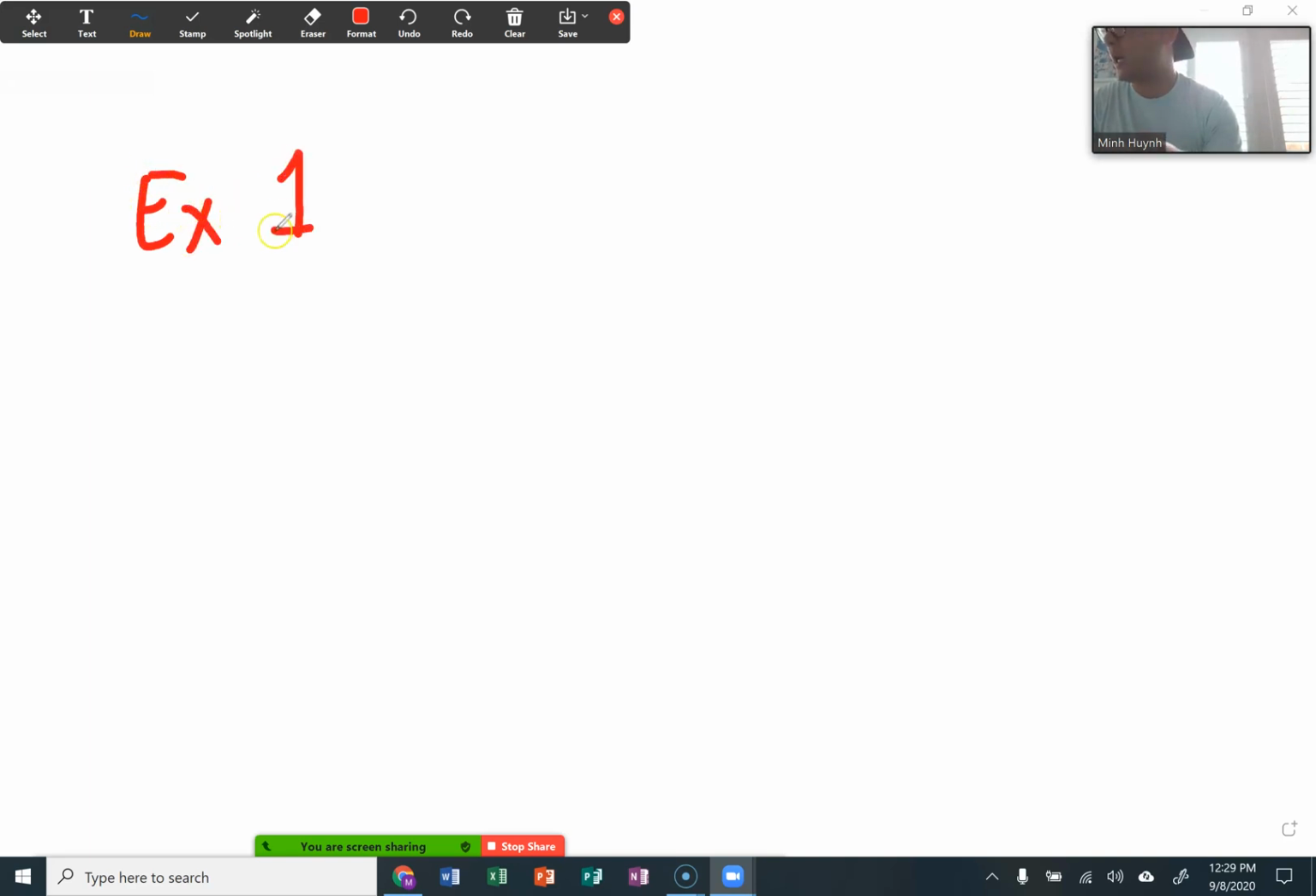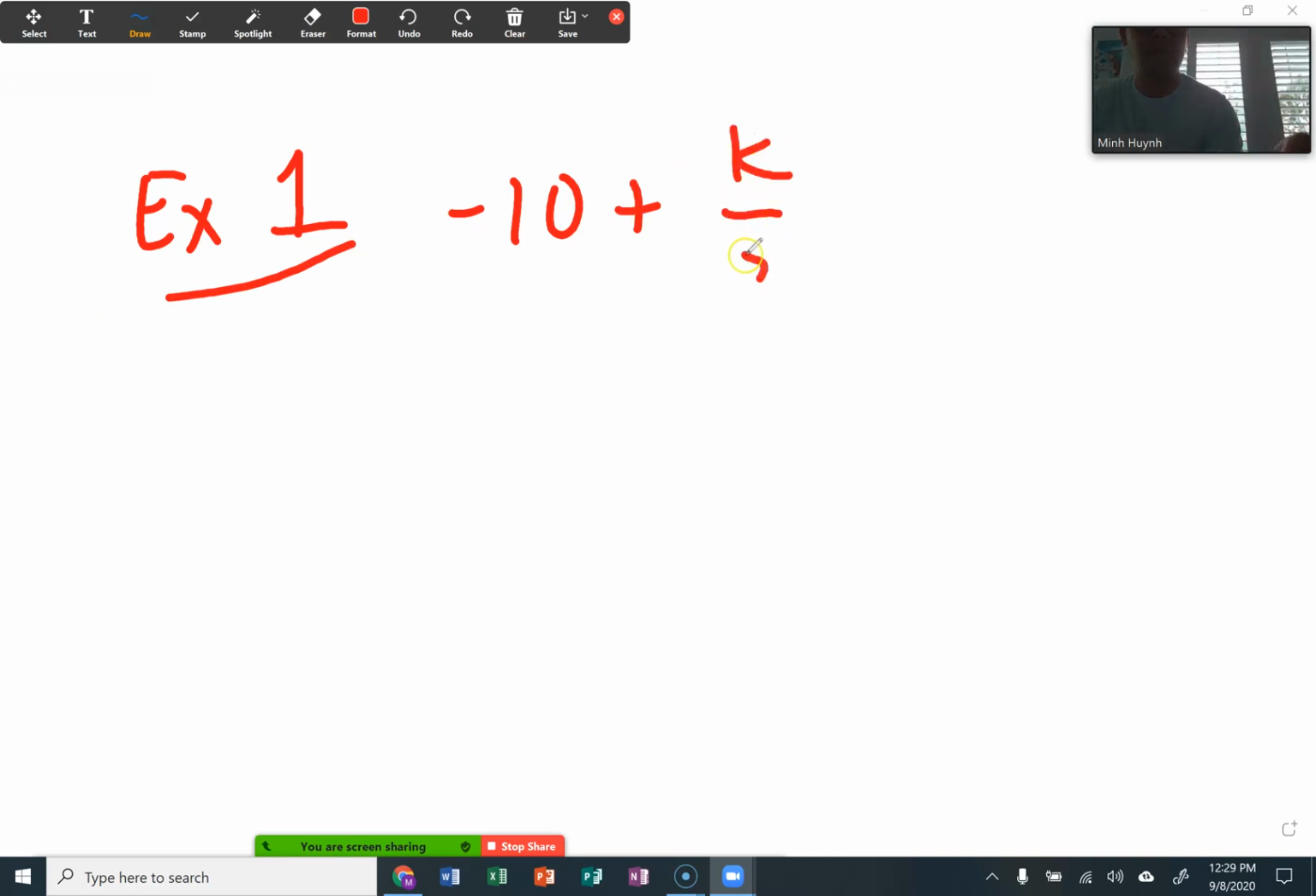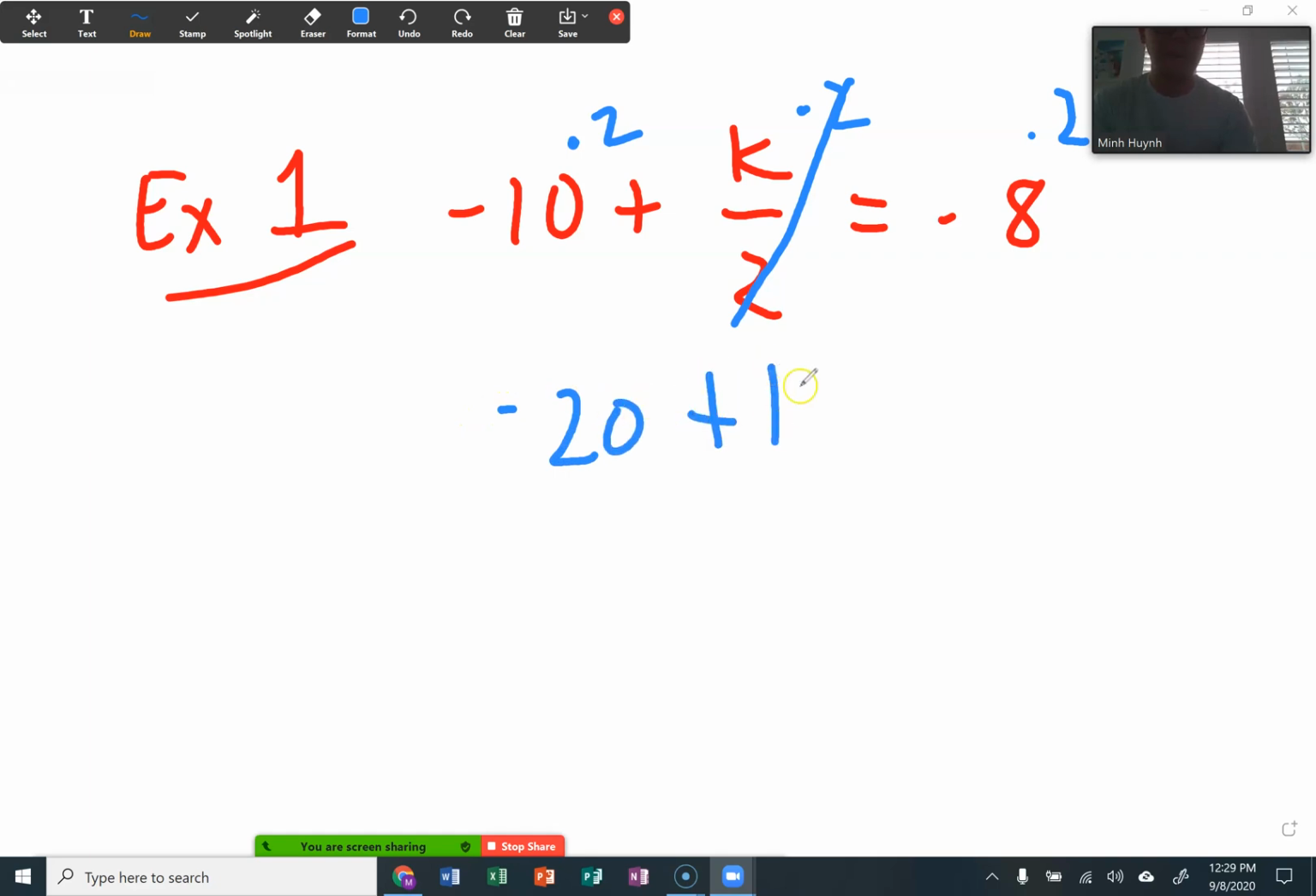I went ahead and did -10 plus k over 2 is equal to -8. And what I said was, let's go ahead and undo all the fractions. We always want to get rid of all the fractions. So in order to do that, I'm going to multiply everything by 2, and those are going to cross out, so that's going to be -20 plus k is equal to -16. Alright, remember, get rid of all the fractions all at once to make your life a lot easier.